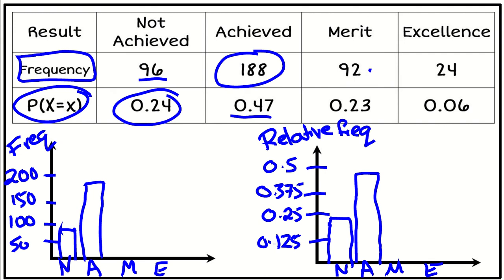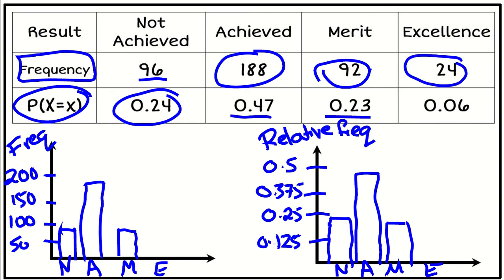My merit has a frequency of 92, so we're going to go up to about there. Or it has a relative frequency or probability of 0.23, so it's about there. And excellence has a frequency of 24, so that's just going to be a little box down there, or a relative frequency of 0.06, so again just a little box down there. So two graphs using the data in different ways. One is a count, one is a probability, but they're both representing the same thing.